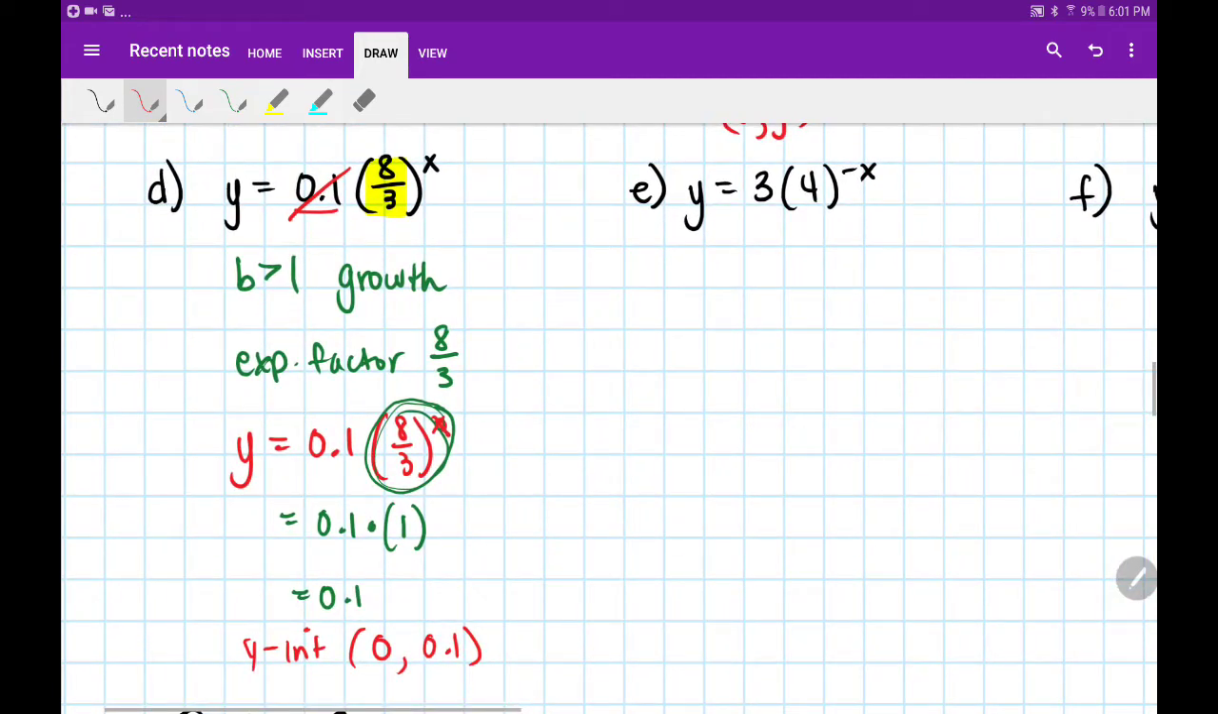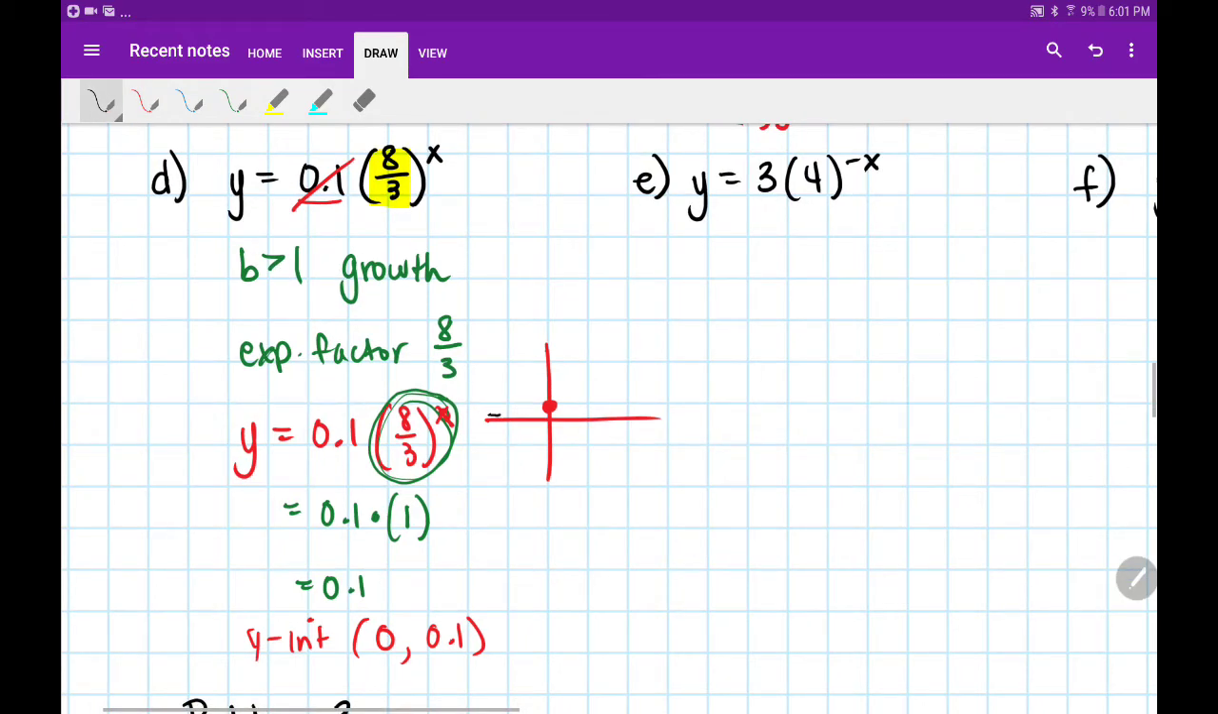So if I wanted to quickly sketch this graph, all I need is to go to 0, 0.1, and then draw a growth curve through that point. So remember, you start low, and then you end up going high. That's what it means to grow. From left to right, low to high.